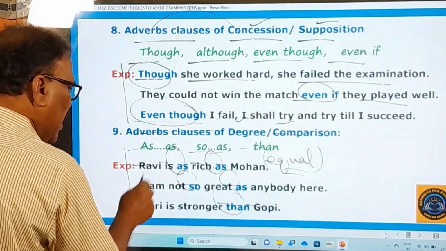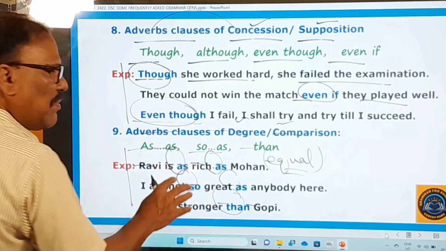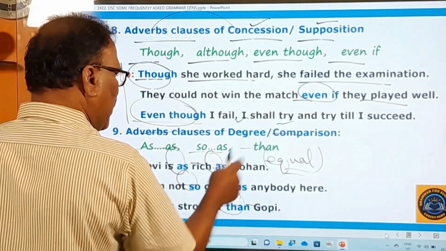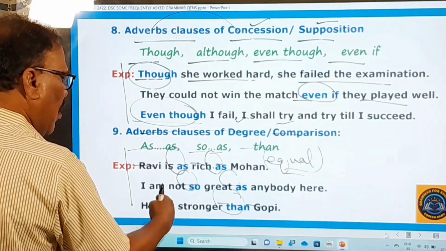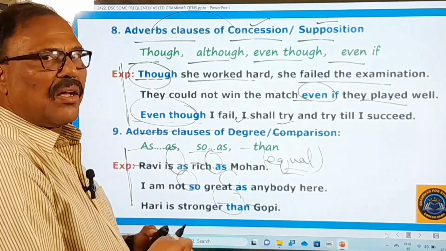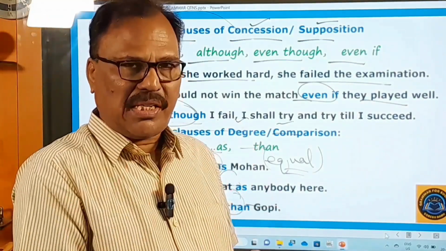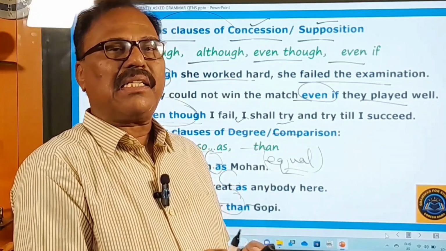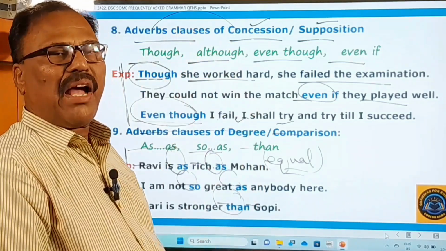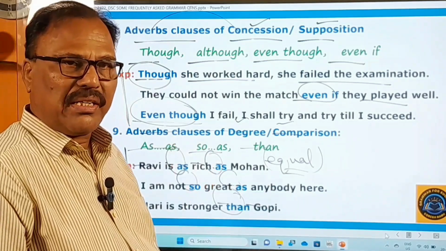In this way, in these three examples, these three kinds of conjunctions are used, and these three kinds of conjunctions are subordinating conjunctions, and they introduce adverb clause of degree or comparison. And these three sentences are therefore called complex sentences. Okay, in this way the subordinating conjunctions introduce various adverb clauses that we have learned so far. And in the examination, the examiners might pose some questions on the varieties of adverb clauses. And that's why I have given a detailed picture about the subordinating conjunctions.